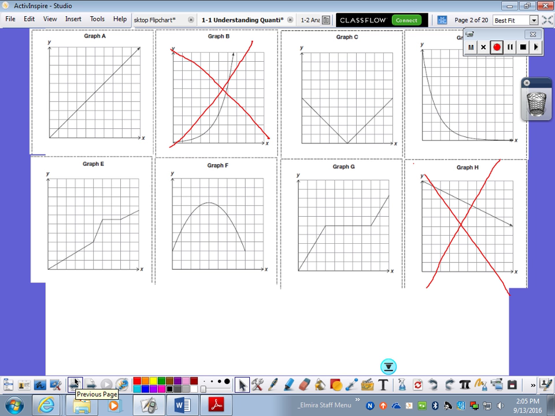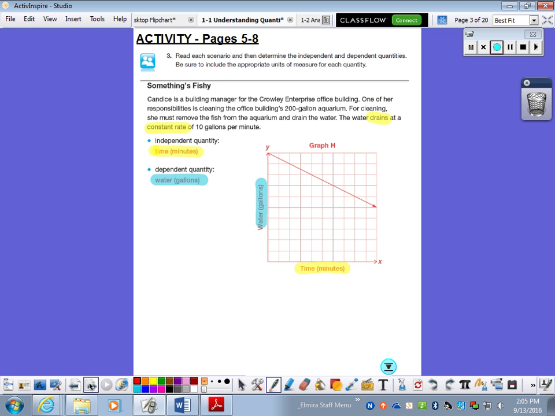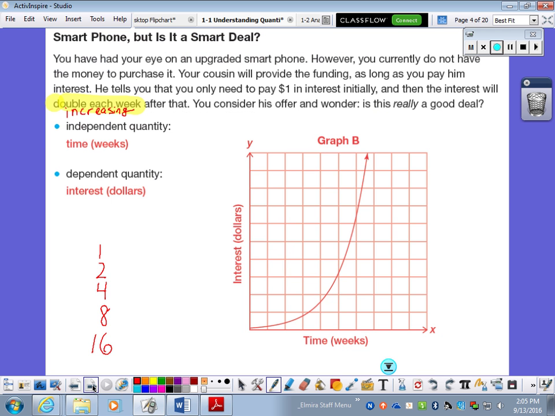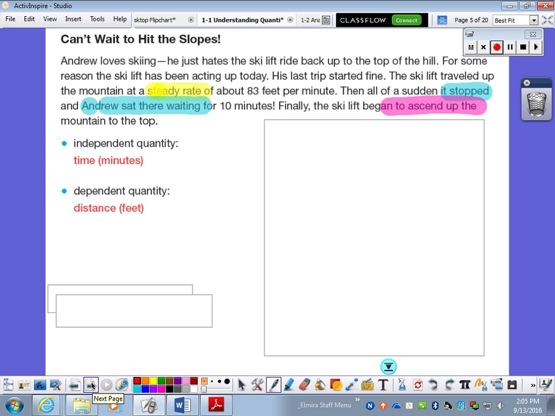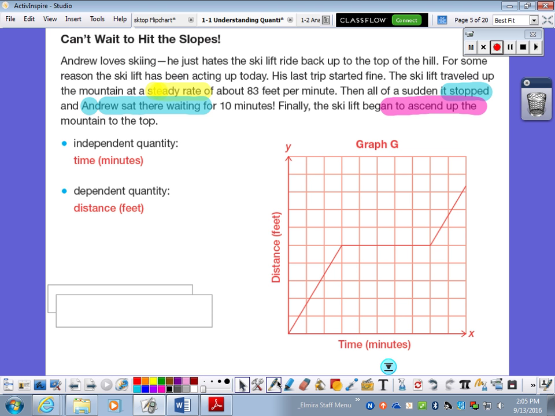Okay? E and G go up and then stop and go up again, but E looks like it's going to have some extra information in it. It's not E yet. Okay, so we're going up the mountain, we get stuck for a little while, and then up the mountain some more. So graph G, based on the clues, is the one we're looking for. And again, we're labeling it time in minutes and distance in feet.